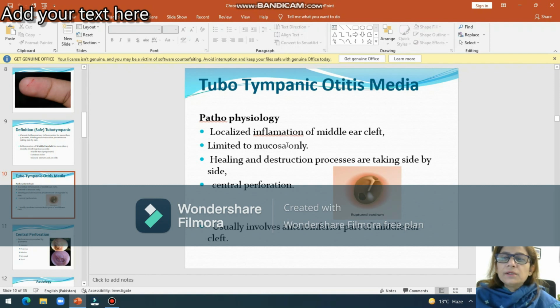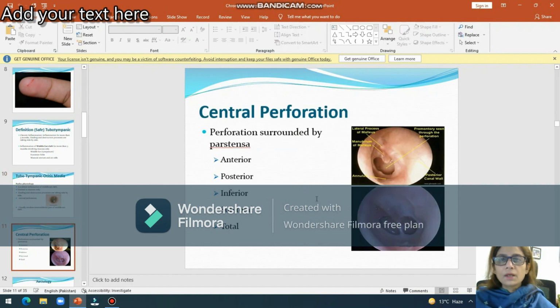Characterized by central perforation. You can see in this picture central perforation. What is central perforation? Central perforation is the perforation that is surrounded by pars tensa. So there are different types of central perforation. It can involve the anterior part of pars tensa, we call it anterior perforation, involving the posterior part, posterior perforation. Inferior part, inferior perforation, involving more than two quadrants of the pars tensa, subtotal perforation, involving the whole membrane, that is total perforation.